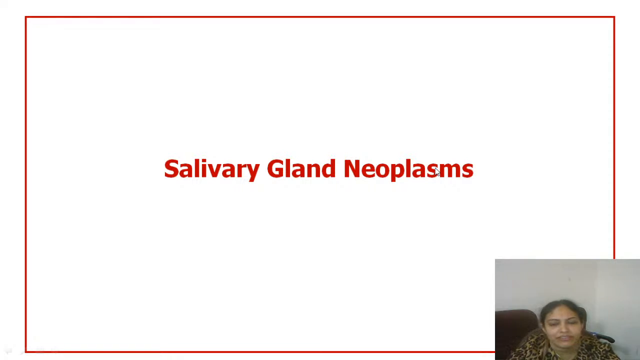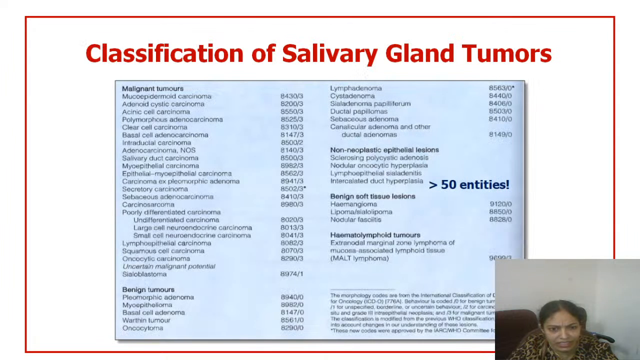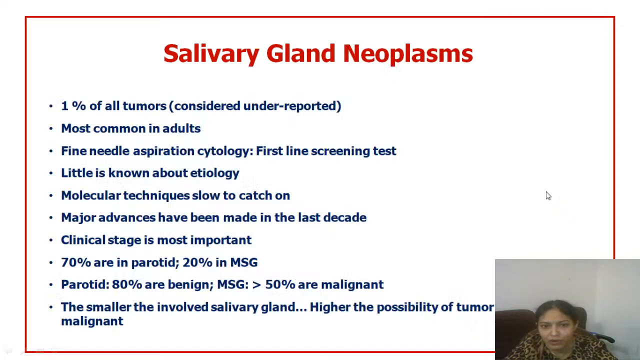Next, we go on to salivary gland neoplasms. This is the WHO classification of salivary gland tumors. You can see that there are more than 50 entities, and most of them have a lot of overlapping morphology, which makes it difficult to diagnose them. Salivary gland neoplasms account for about 1% of all tumors. However, this number is low as these are considered to be underreported.